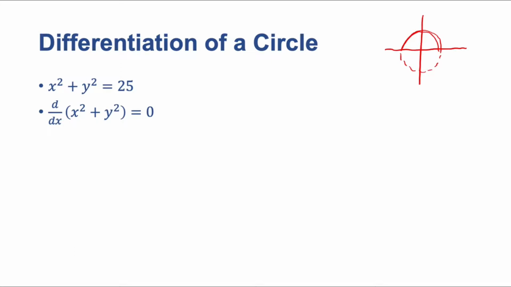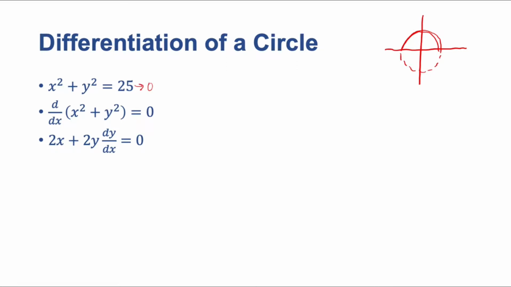This 25 is just going to go to 0 because it's a constant, and when we differentiate a constant, it becomes 0. And then we will differentiate x squared plus y squared, and then we will get 2x plus 2y dy/dx equals 0. This dy/dx comes from the chain rule when we differentiate y with respect to x. And now all that's left is some algebraic simplification. We've got to isolate dy/dx.